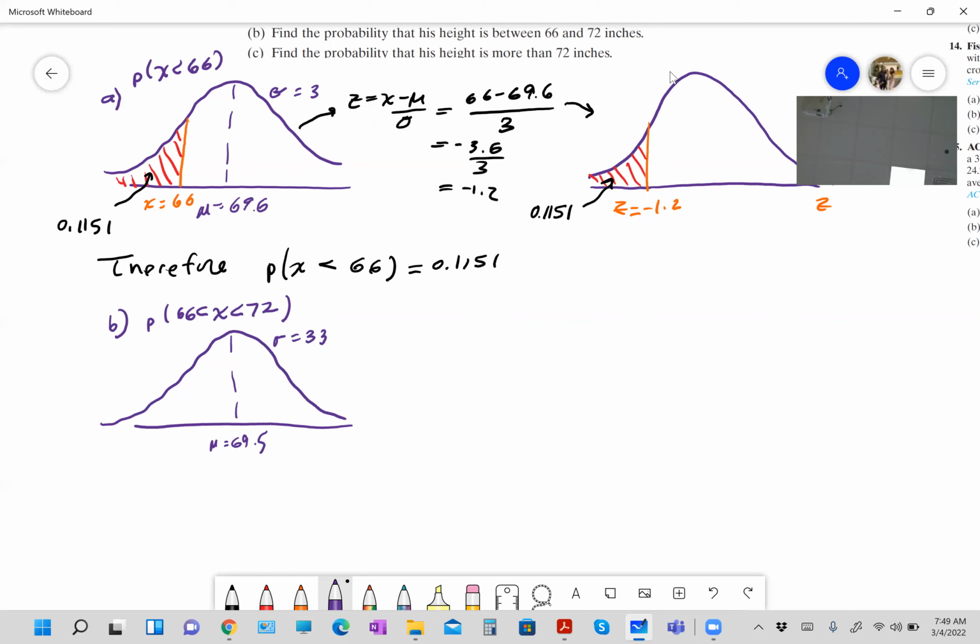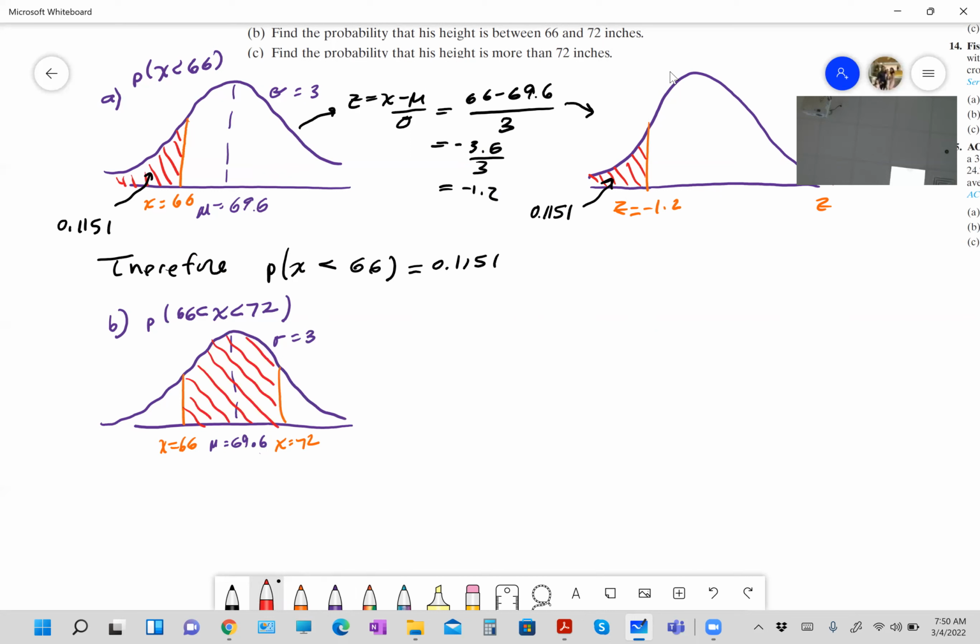Now, the first thing is, let's go ahead and locate 66. Obviously, 66 is somewhere over here. All right, so 72 is somewhere over here. Now, we shade the area in between.